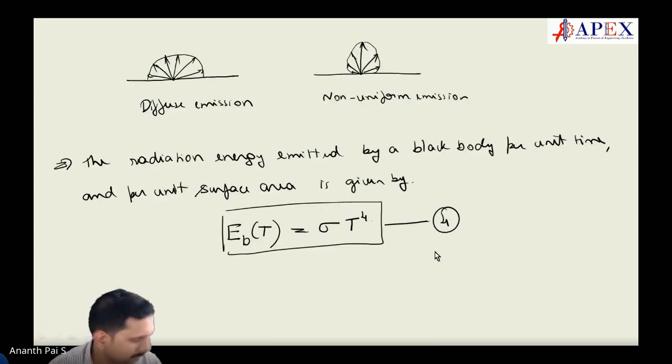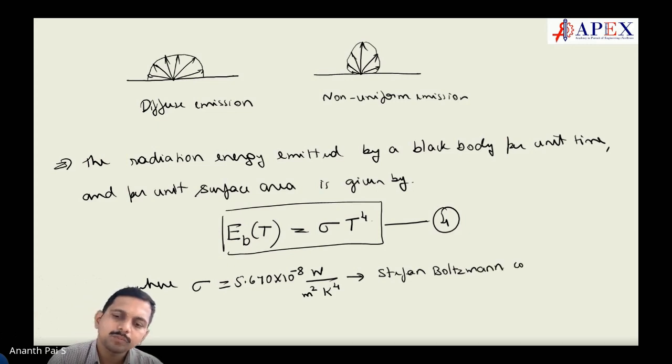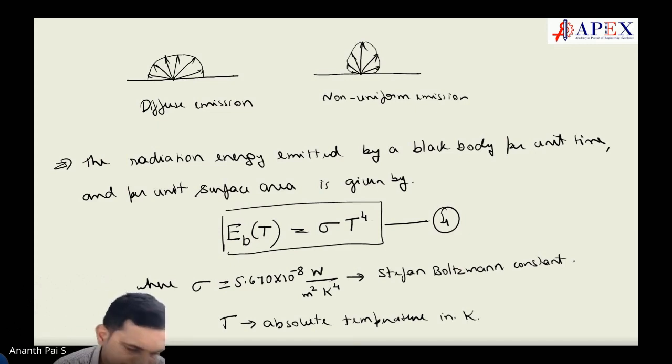Here, sigma is called the Stefan-Boltzmann constant. Sigma is equal to 5.670 times 10 to the power minus 8 watt per meter square Kelvin to the power 4. It is called the Stefan-Boltzmann constant, and T is the absolute temperature in Kelvin.